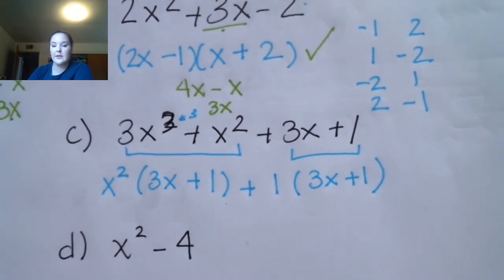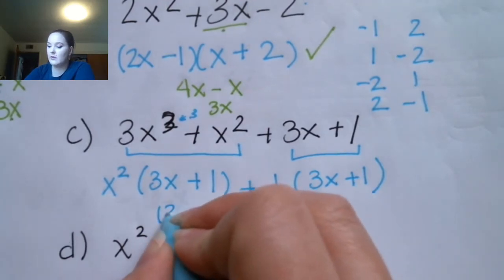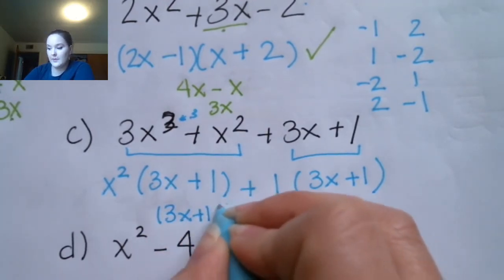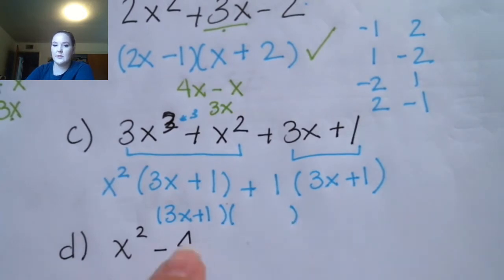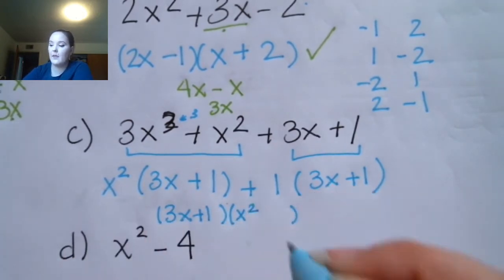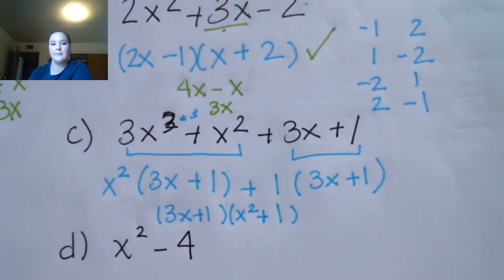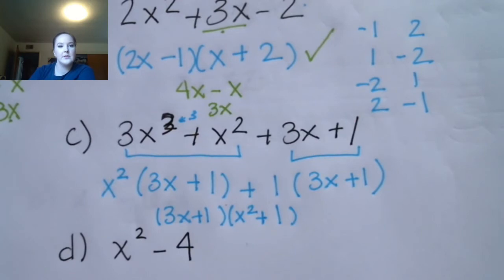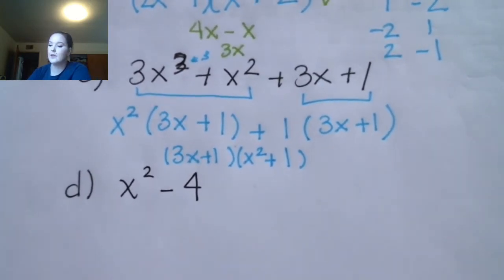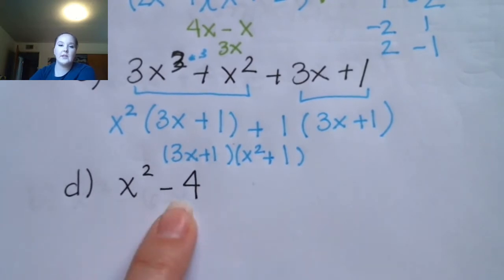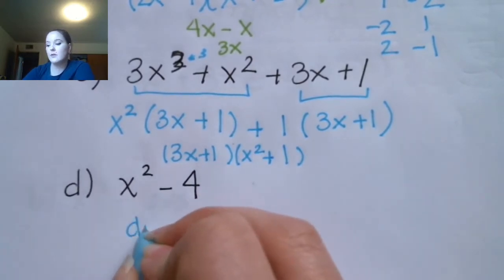Now you can see I have this common binomial, so I'm going to factor that out, and then I'm going to say what's left. What's left from my first group is just x squared, and what's left for my second group is just 1. So that's a little review of factoring by grouping. The last type of factoring is this difference of squares.